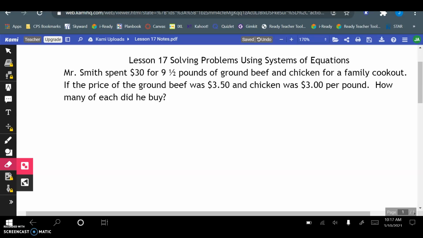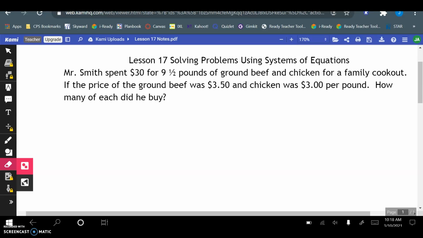For lesson 17, we're going to still be working with systems of equations. The only difference is that instead of just giving you a system and asking you to solve it, you are going to be given a word problem and you have to create your two equations and then solve for your variables. So our first example says that Mr.